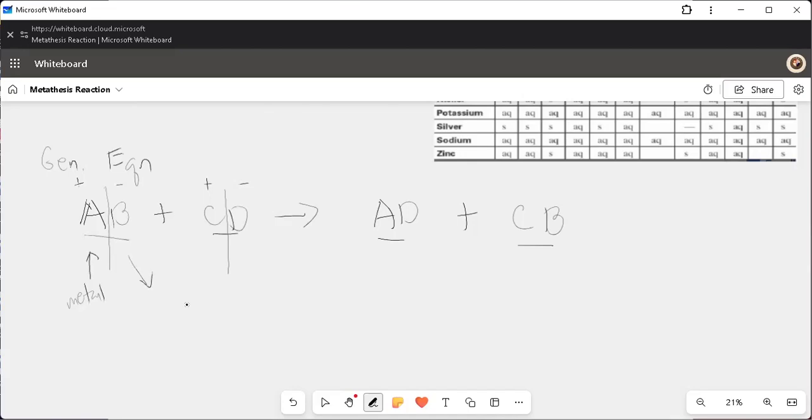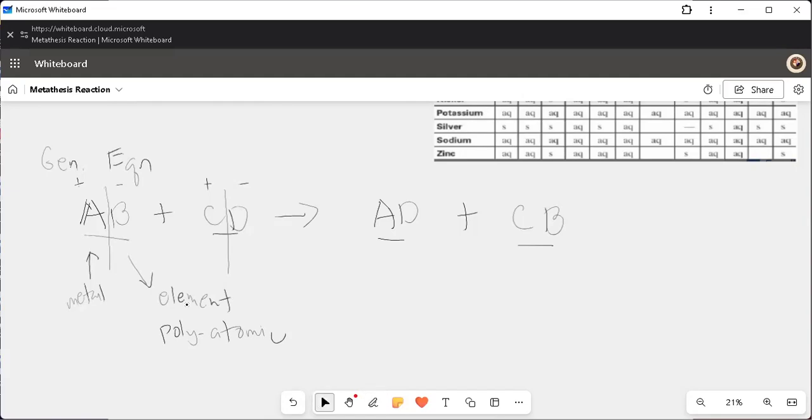Now, the negative side can be an element or a polyatomic ion. Again, the negative side can be an element or a polyatomic ion. That goes the same with this one, with C and D.